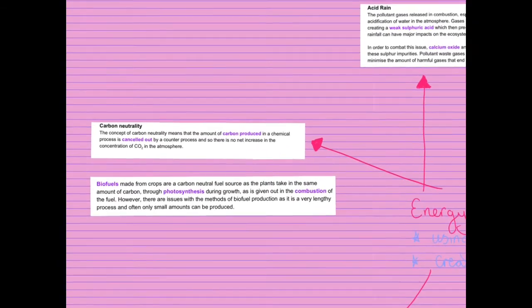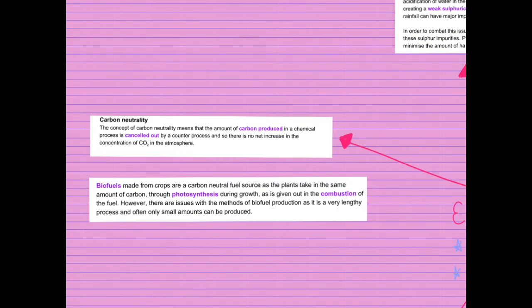And then finally, something that a lot of people are looking at is making things carbon neutral. Okay, so carbon neutral, like the word suggests, means that the amount of carbon produced in a chemical reaction is cancelled out by a counter process, so there is no net increase of concentration of CO2 in the atmosphere. A big example of this is biofuels made from crops, which are carbon neutral because they're plants. They take in carbon dioxide for us through photosynthesis, but that's given out in combustion.